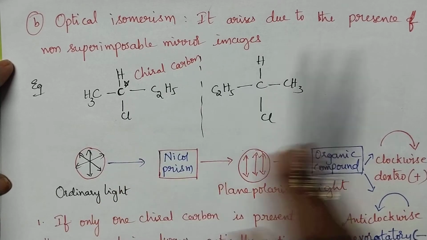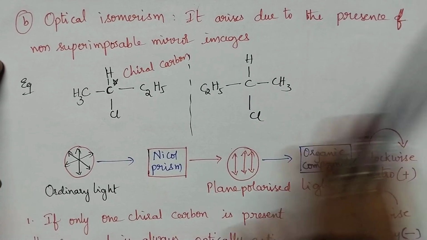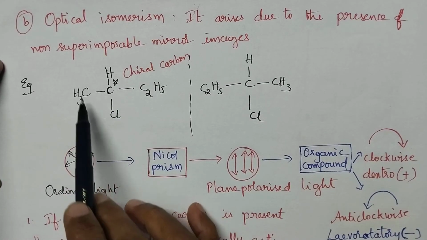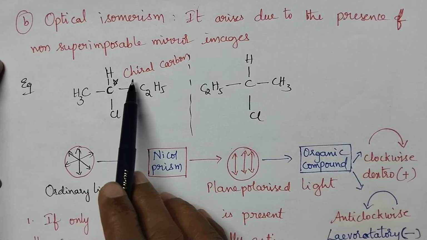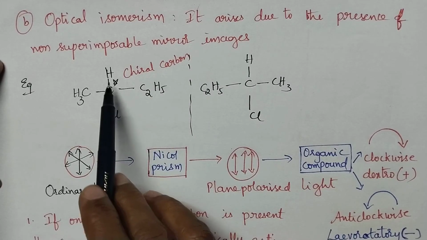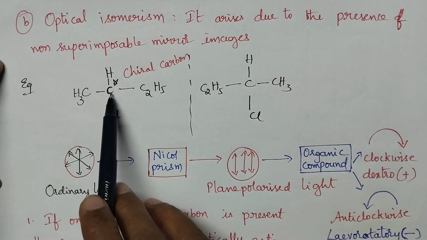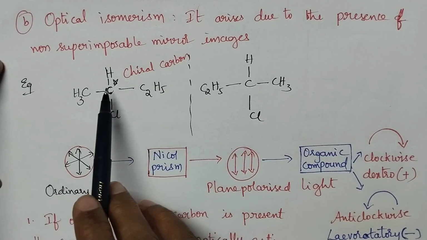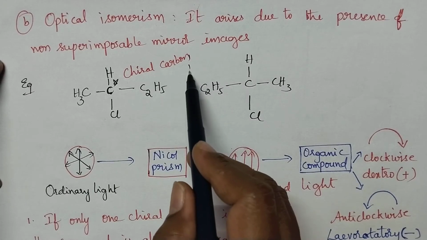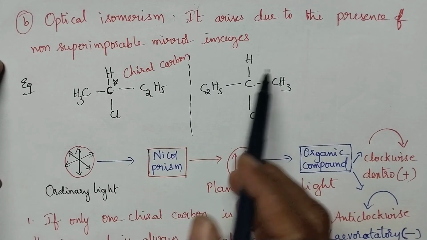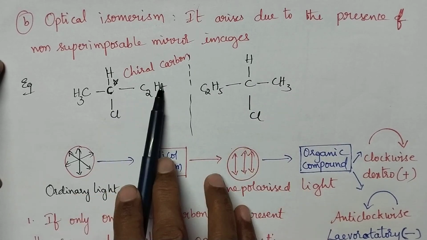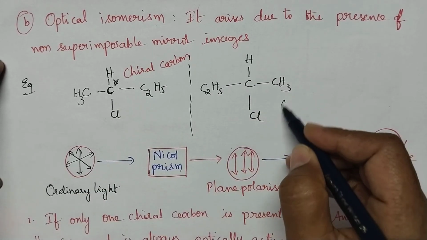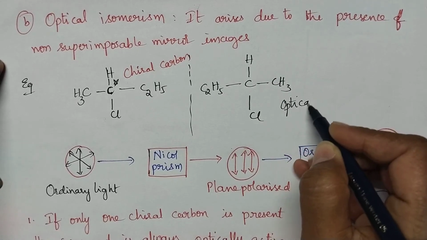Now, tell me what do you mean by chiral carbon? If four different atoms or groups are attached to the carbon atom, then that carbon is called the chiral carbon. So, here different atoms or groups are attached to the center carbon and hence it is called the chiral carbon. And we can write the mirror image. You just place the mirror and write the mirror image. And remember that this mirror image is non-superimposable and hence this compound is optically active.